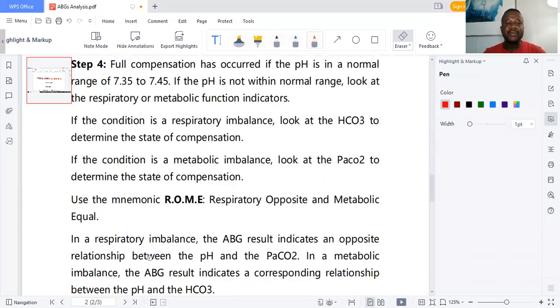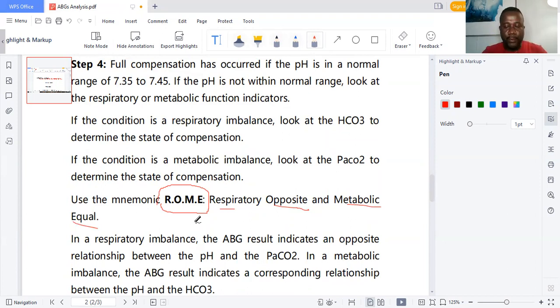Now, I have this acronym here which we use. It is called ROME. ROME means respiratory opposite, metabolic equal. What does this mean?